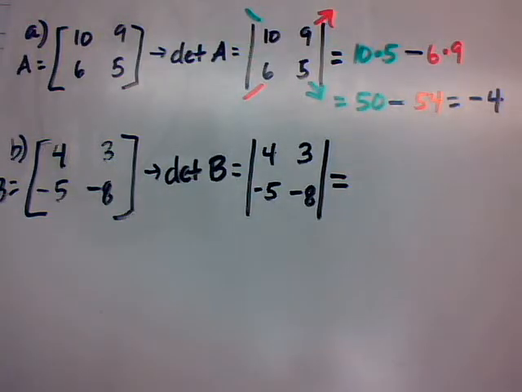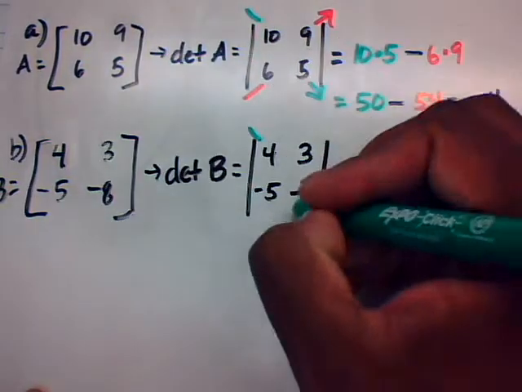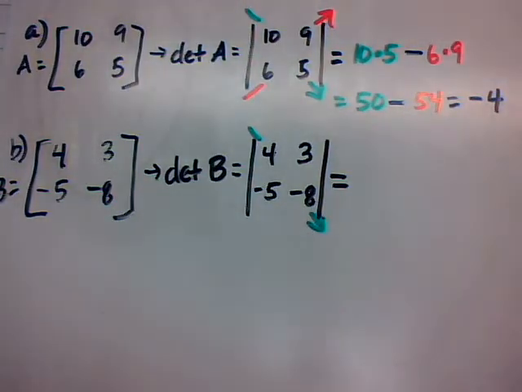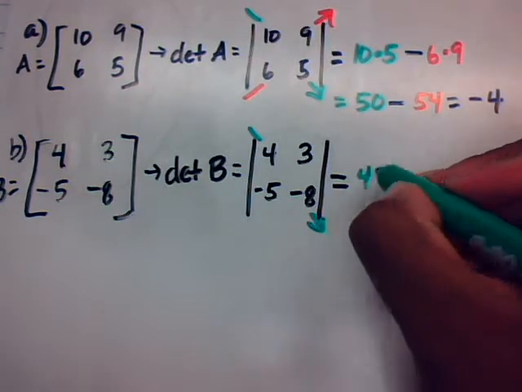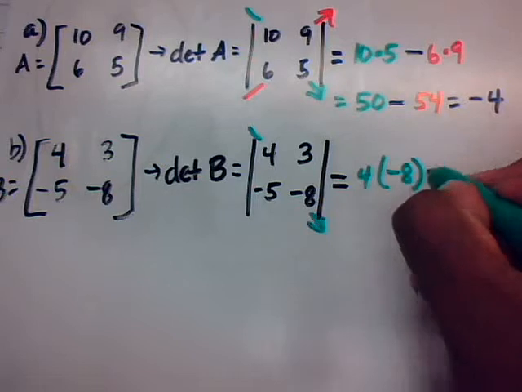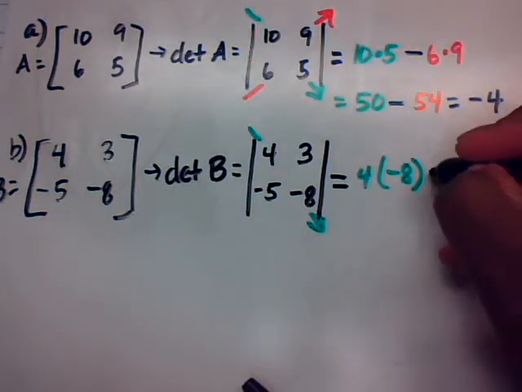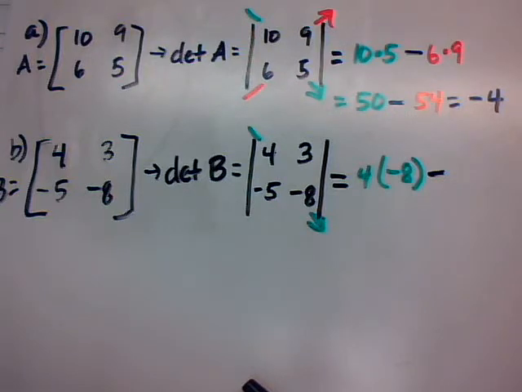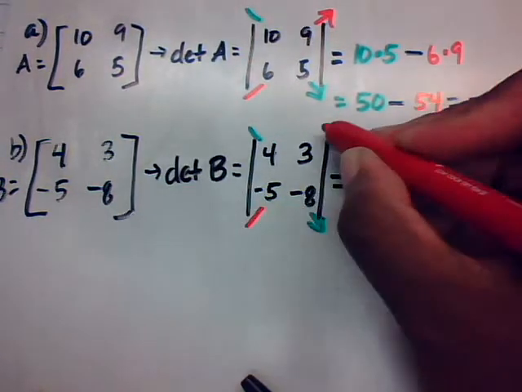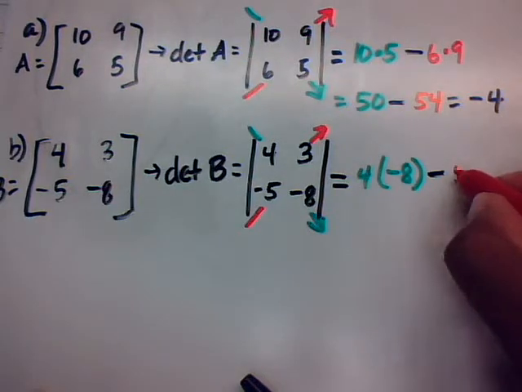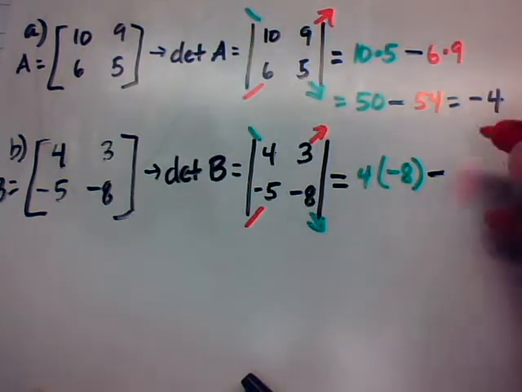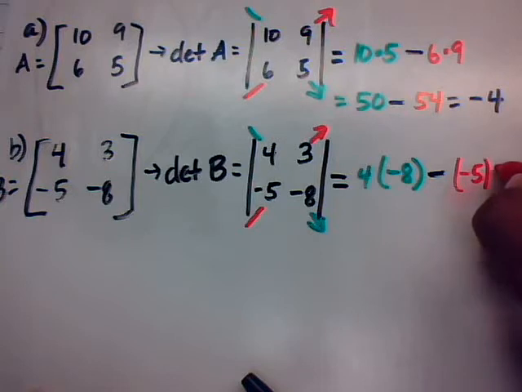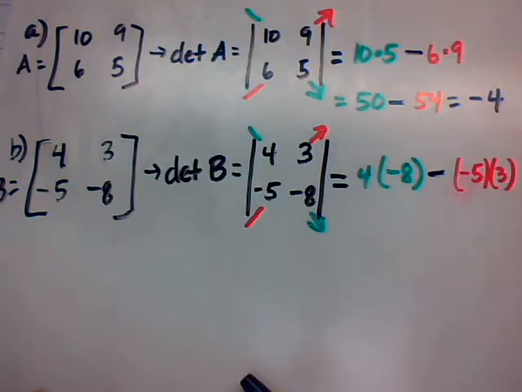And in this case here, we do the same thing. We take the product of this diagonal from the upper left to lower right, 4 times -8. And it's going to be minus the product of this diagonal from the lower left to the upper right. In this case, that's -5 times 3.